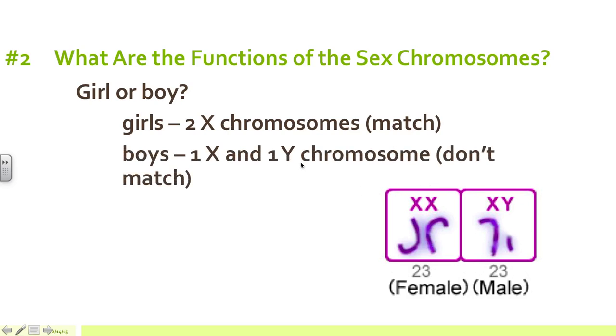Boys, you could get 1 X and 1 Y, and they don't match. Just size alone shows you they don't match. The other thing is that if there's a gene right here that controls some trait, there's no match over here for that. And we're going to look at the implications of that. What does that mean for being a male?